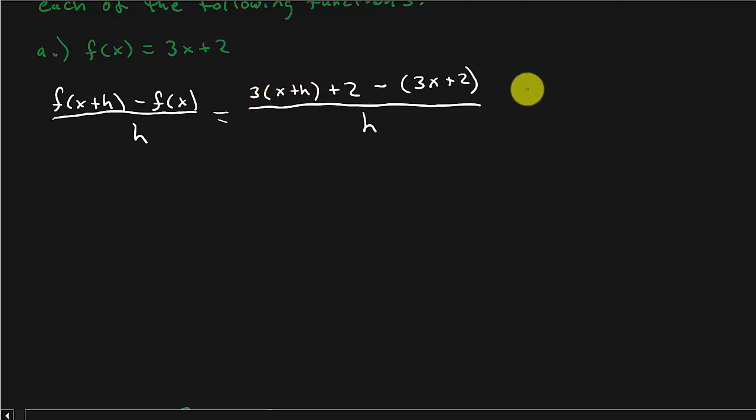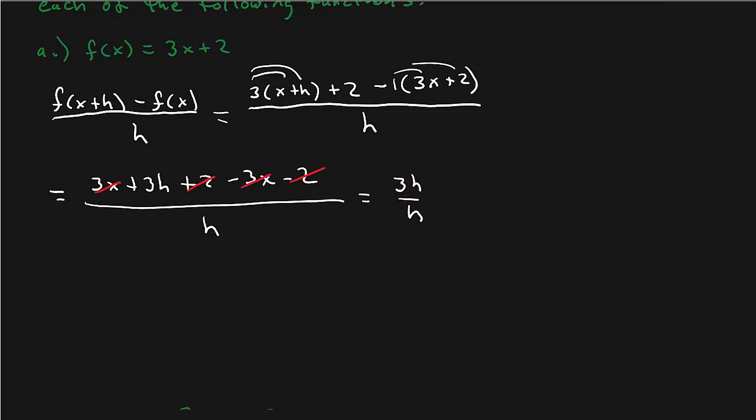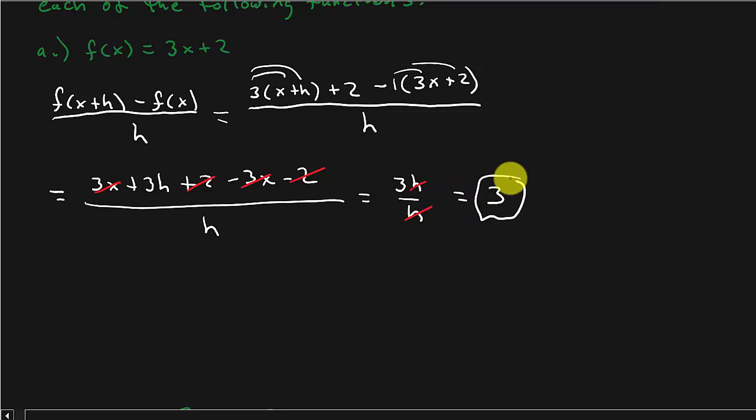So all we're going to do is clear the parentheses. So that's 3x plus 3h plus 2. All I did was distribute the 3. And then I'm going to distribute the negative 1. So minus 3x minus 2 and all that over h. So let's see, combine like terms in the numerator. 3x minus 3x is 0. 2 minus 2 is 0. And so I'm left with 3h over h. And look how nice that works out. The h's cancel out. And so I'm left with 3 as my answer. See, that's not too bad.